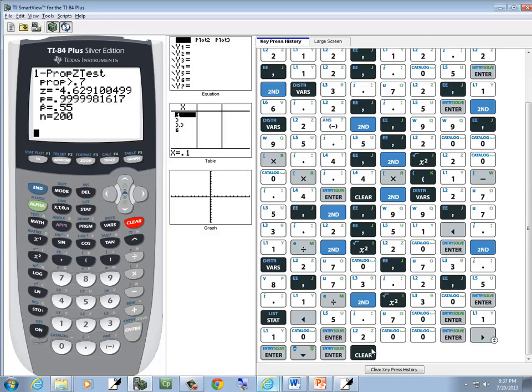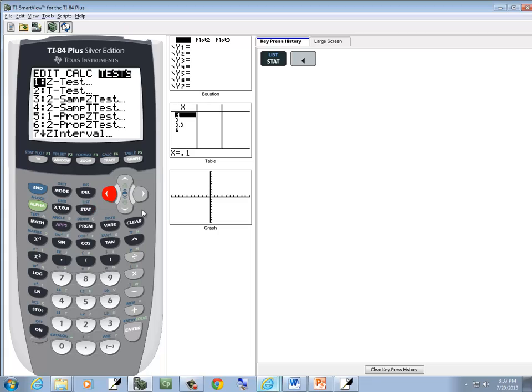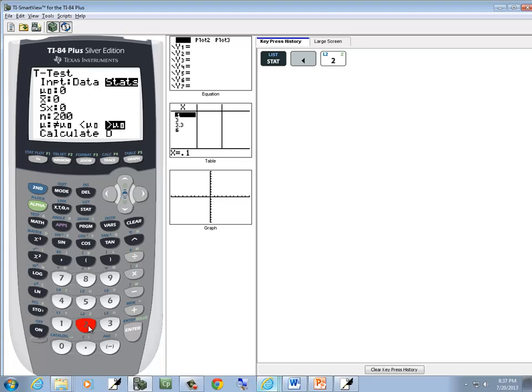Okay, so we come here, we'll go to our stat, go to our tests. It doesn't in the next chapter, but in just the claims it does. Now choose t-test, number 2. And we got data and stats. Data is when you're given raw data, and stats is when you're given summary statistics. Now if your data is selected, like that right there, you want to right arrow over, put your flashing cursor on stats, and press enter one time.